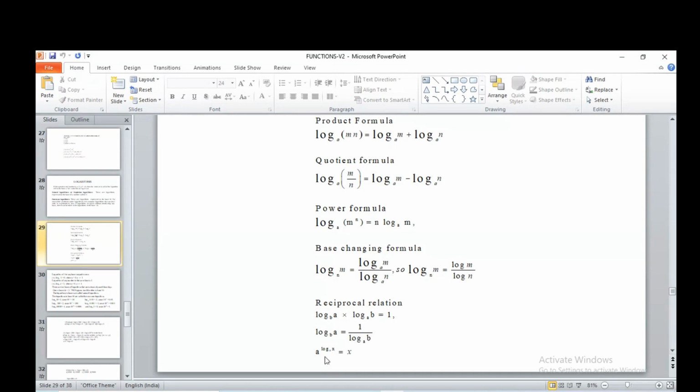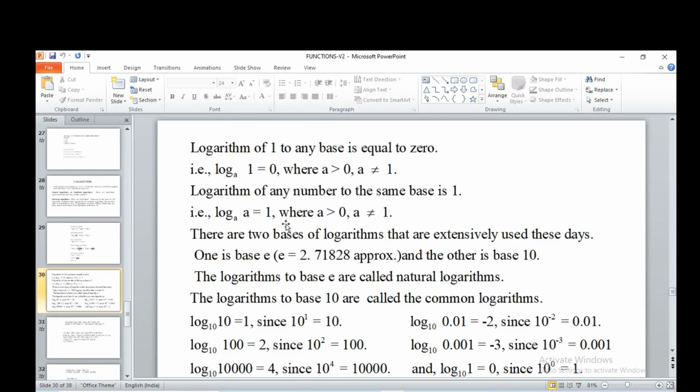Okay, so this one you can easily know that a power log of x base a is equal to x. Logarithm of 1 to any base is equal to 0. Log of a base a is equal to 1. See, forget about this base now. Nothing is given there means you have to take 10 as base. Log 1 is equal to 0, log a base a is equal to 1.